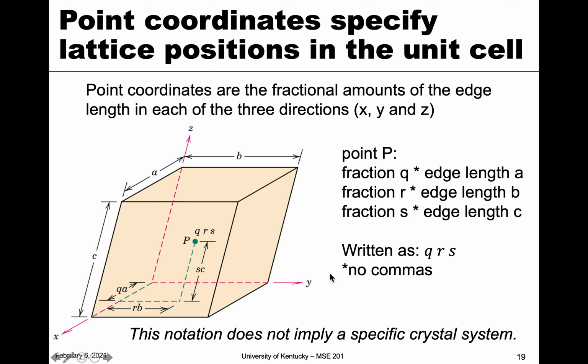And so if we want to label point P, we call it qrs. And in crystallography, unlike maybe Cartesian coordinates, which you've seen before, we don't use commas. So we just say qrs and we don't put commas in between them. So this is the notation that we use for point coordinates. And again, the notation doesn't imply a specific crystal system. You can think of this as the triclinic because it's the most basic structure, but it would work for any other system.